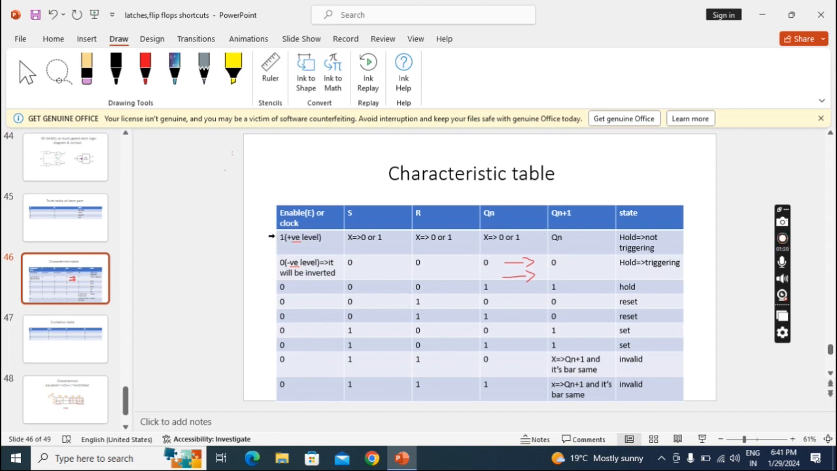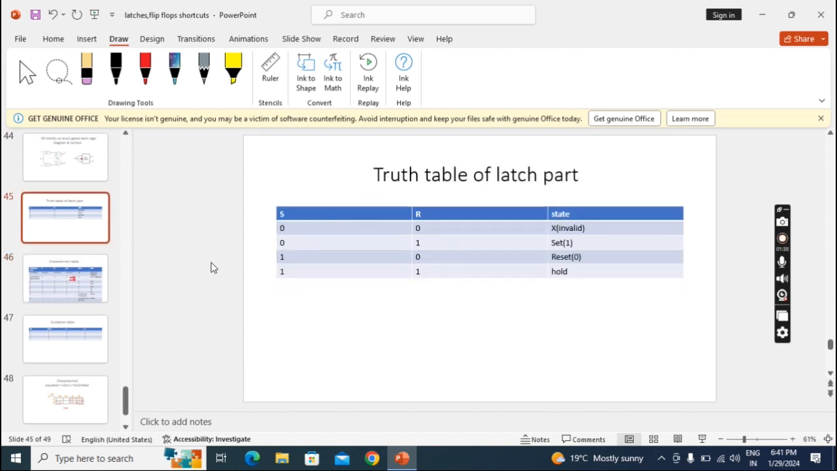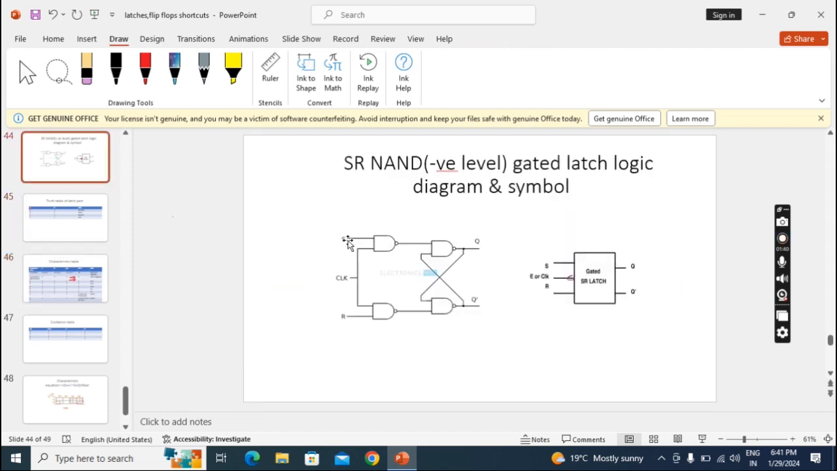So here, for negative level, if I apply 1, it will not respond. But if I apply 0, it will respond. But this 0 is being inverted. Suppose I apply 0, 0 to S and R; let's see what happens in this condition. Here I am applying 0, 0 and the clock is 0. This will become inverted, so ultimately it will become 1, 1. So it is becoming the same as positive level only. Okay, right?